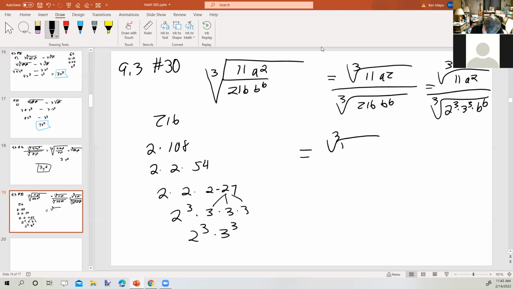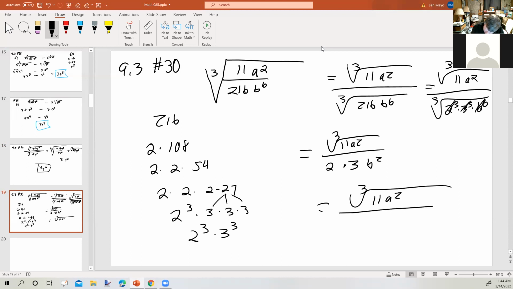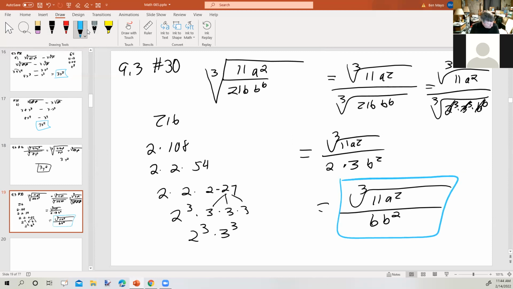So the numerator is the cube root of 11a squared. The denominator, the cube root of 2 cubed is a 2 outside the radical. The cube root of 3 cubed is a 3 outside the radical. And the cube root of b to the 6th is b squared outside the radical. So our final answer is the cube root of 11a squared over 6b squared. And that 6b squared is under the fraction bar, but it's not inside of a radical. Okay. That takes us to number 36.